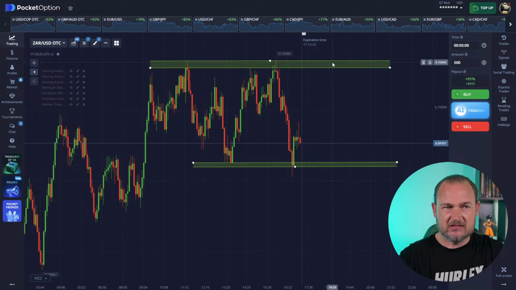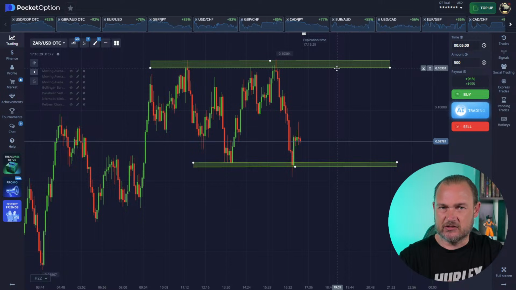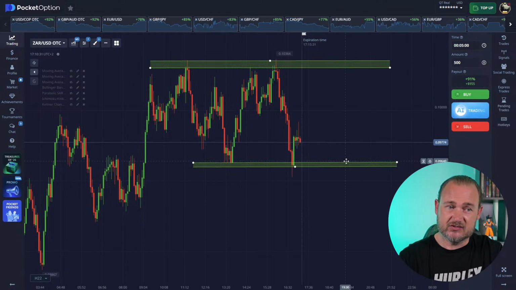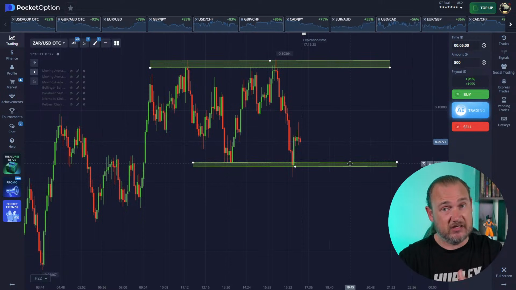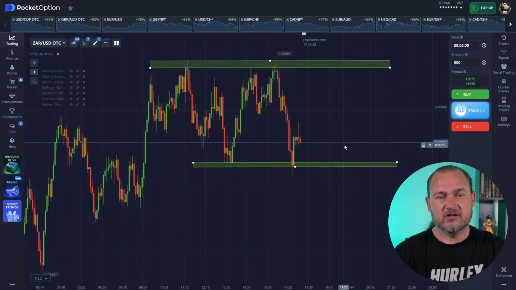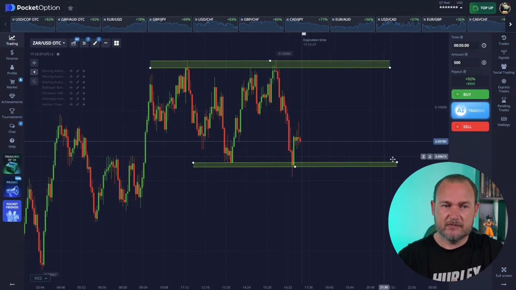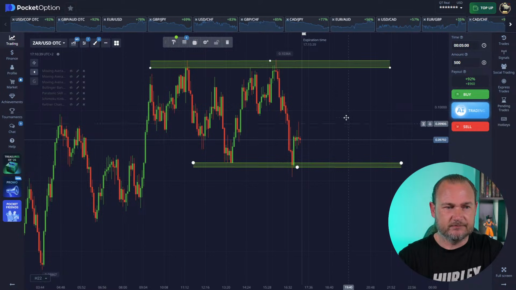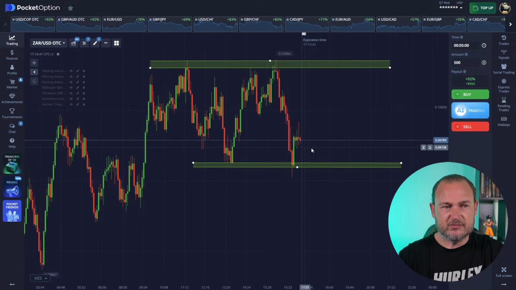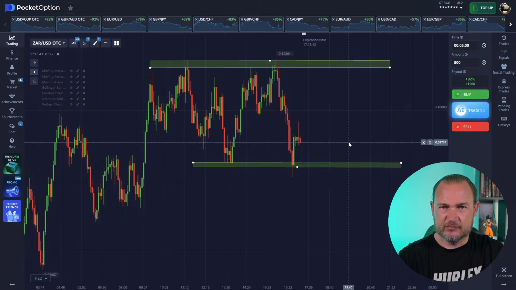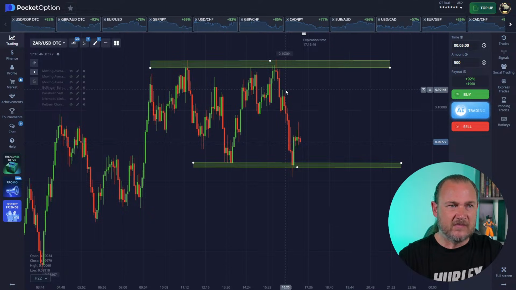Does it mean that I'm going to take a sell trade as soon as it hits the resistance zone? Absolutely not. Does it mean I'm going to take a buy trade as soon as it hits the support zone? Absolutely not. But there are ways we can determine, and we're going to dive into that as well. There are ways we can determine whether we can take an entry or not.